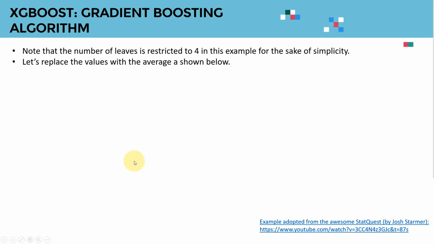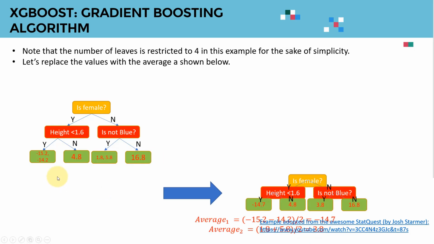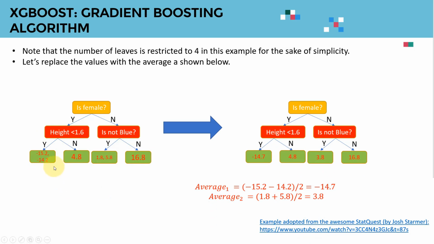So if you take a look at it here, you will say that first, we limited the number of leaves, or restricted it to be 4, just for the sake of simplicity. And what I'm going to do here is replace the values with the average. So as you guys see, because here we have only 4 leaves, you will end up with these values in here, right? So I need to average these values. So I'm going to go ahead and average minus 15.2 and minus 14.2 divided by 2. That will give me minus 14.7. And again, I'll obtain the other average for these two values. 1.8 plus 5.8 divided by 2 will give me 3.8. And now I have this tree right now, okay?